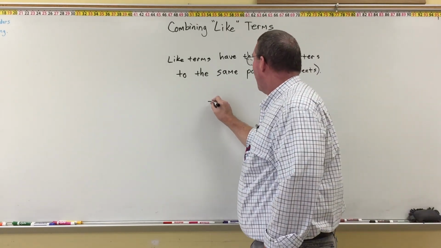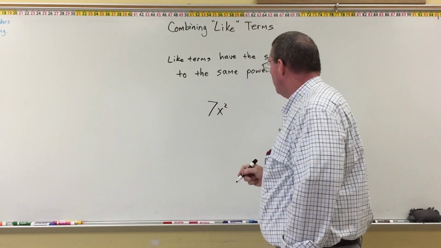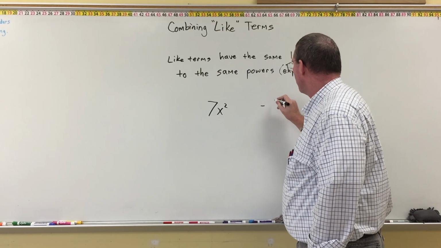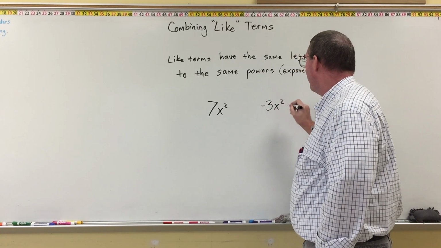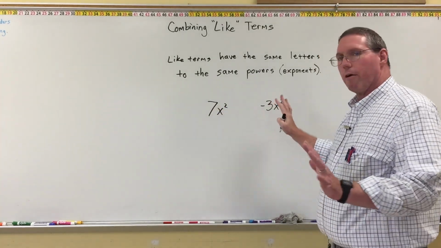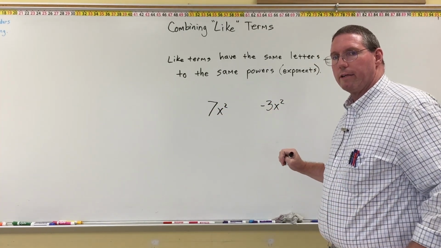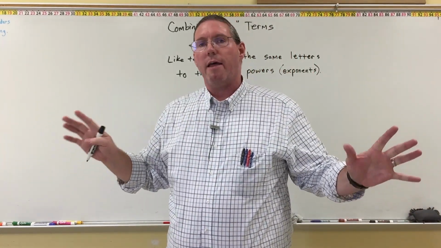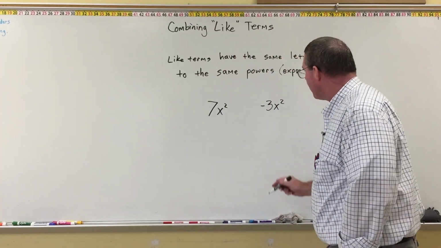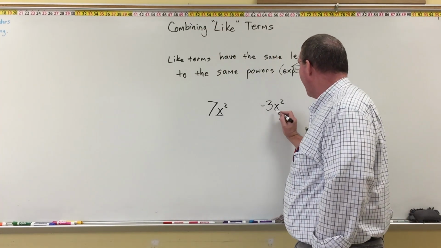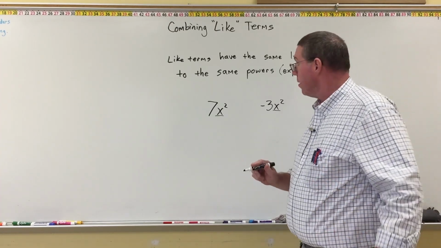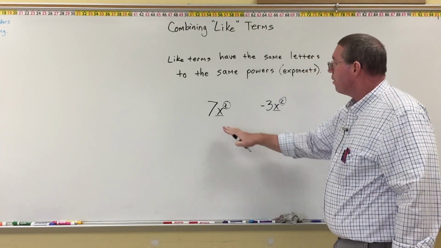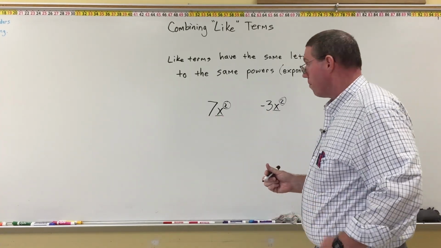So like we had 7x squared a minute ago, right? And let's say that we had the mathematical term -3x squared. Now the 7 and the -3 are irrelevant as to whether it's a like term or not. The numerical values in a term can be anything and the terms can still be like terms. What matters is that both of these terms have an x and just an x, and the x is raised to the second power in both of them. Therefore, these are like terms.